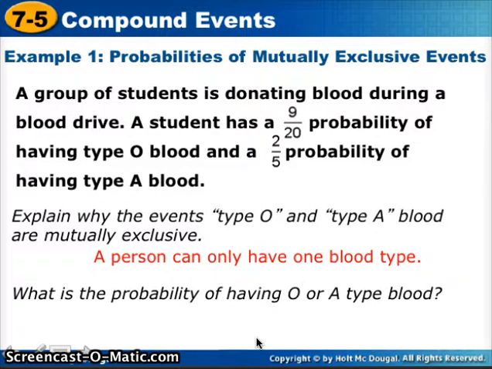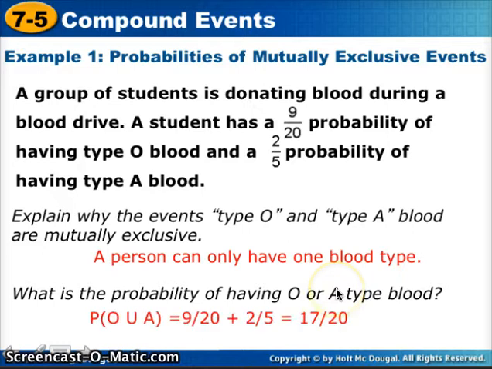What is the probability of having O or A? When they want us to find the probability of having one or the other, we have to add the probabilities together. So we're going to add the probability of O plus the probability of A. The probability of O or A is 9 over 20 plus 2 over 5, which gives us 17 out of 20.